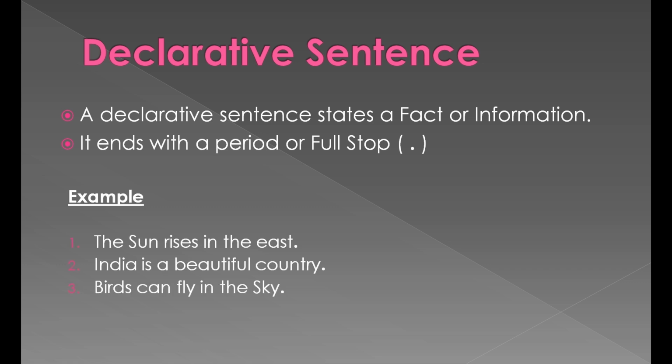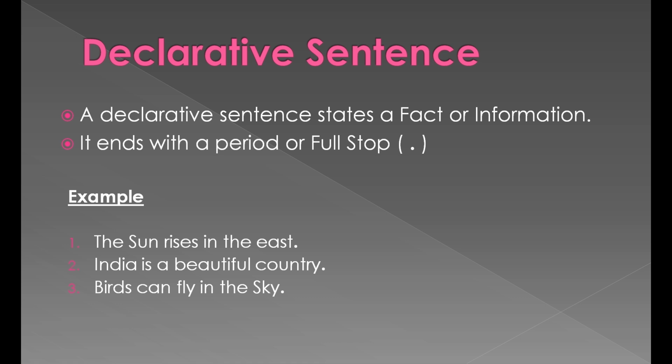First one is the sun rises in the east. In this sentence, there is a full stop. This indicates it is a declarative sentence. And further, we see the sun rises in the east is a fact. That means the sun always rises in the east. It doesn't change its direction. So, in this scenario, we can say this sentence is a declarative sentence.